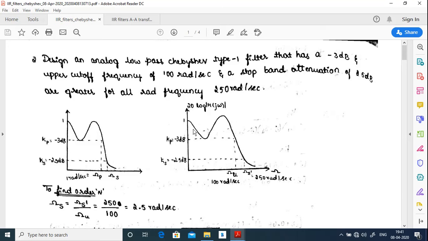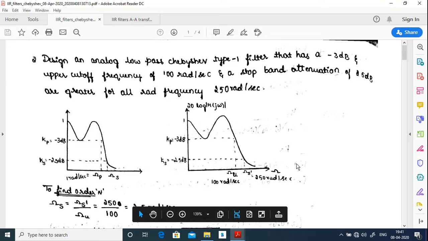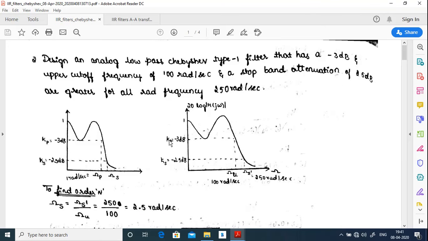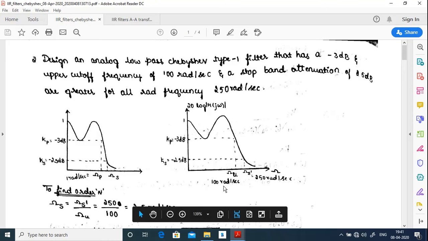So y-axis represents magnitude, x-axis frequency. If you look here, they have given -3 dB and upper cutoff frequency of this. So let me consider Kp as -3 dB. Corresponding to that, I have upper cutoff frequency. In some cases, they will give this as passband frequency only. In some textbooks, you'll get almost the same specification, but instead of upper cutoff frequency, they'll mention it as passband frequency.